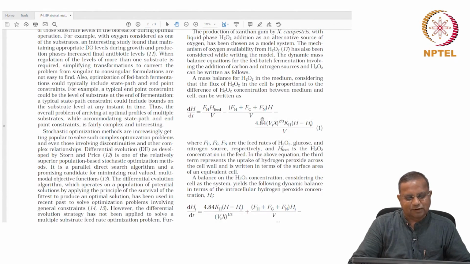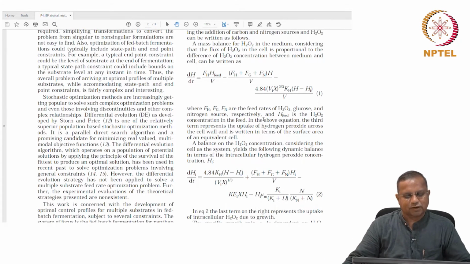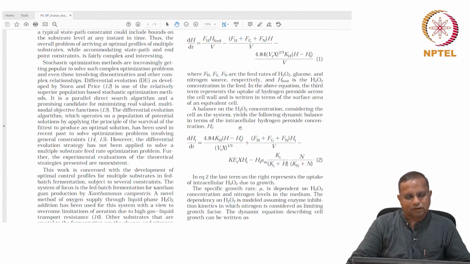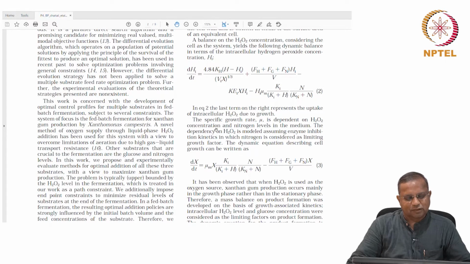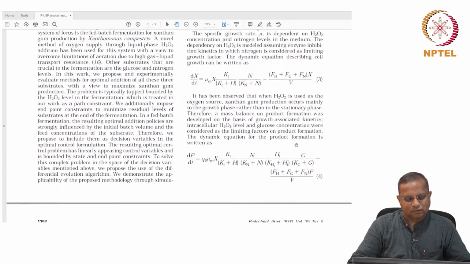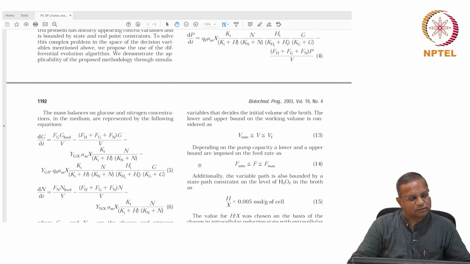A balance has been written with the appropriate system taken into account. A balance on the hydrogen peroxide concentration, considering the cell as a system, yielded the following material balance. The specific growth rate, dependent on hydrogen peroxide concentration and so on, has been modeled as this. The product formation has been modeled as this.